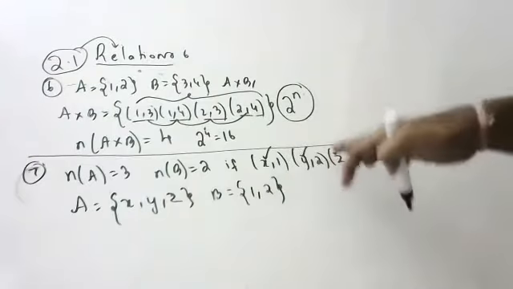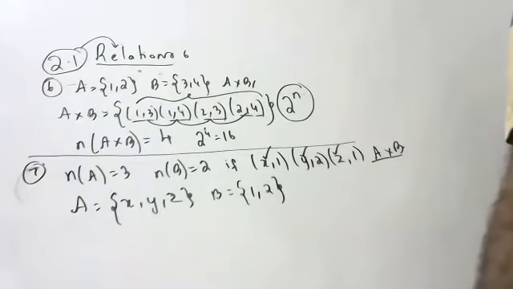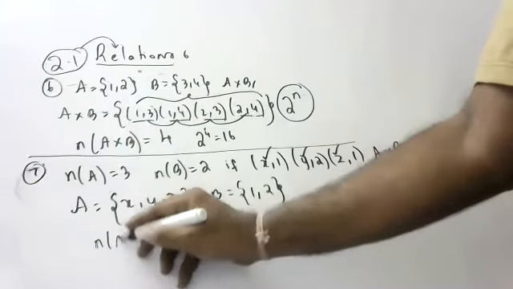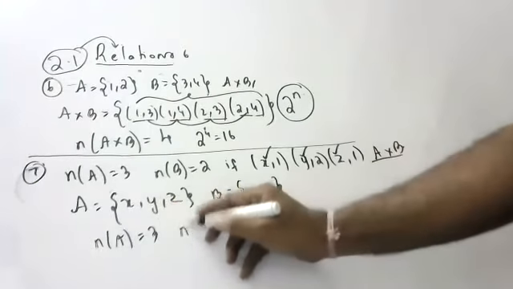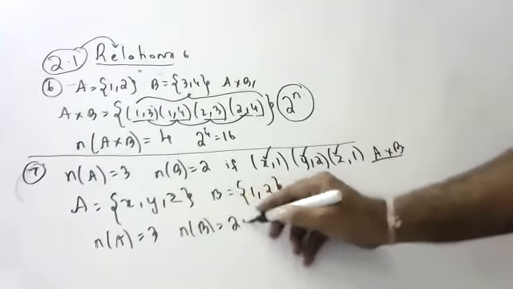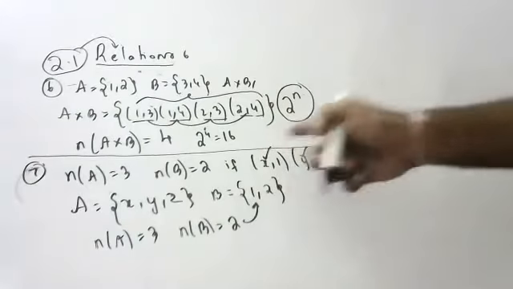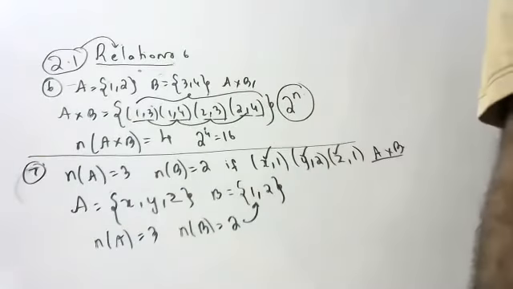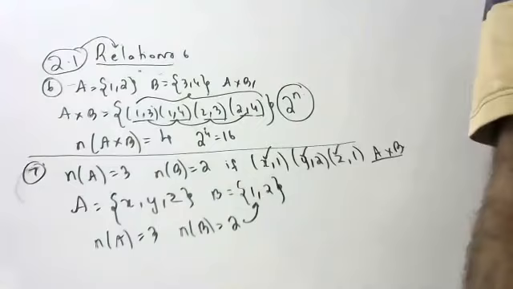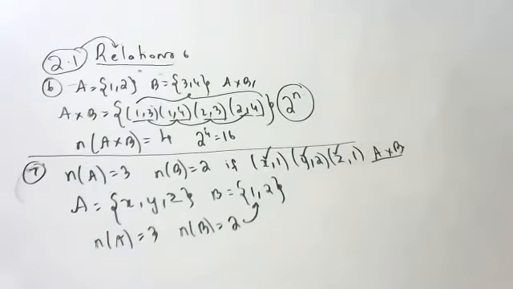So by seeing this, we came to know that the number of elements present in A is equal to 3, and the number of elements in B is equal to 2 only. So 2 means 1 and 2 only, and 3 means X, Y, Z only. He also said they are distinct elements. Okay, this is the 7th sum, children.